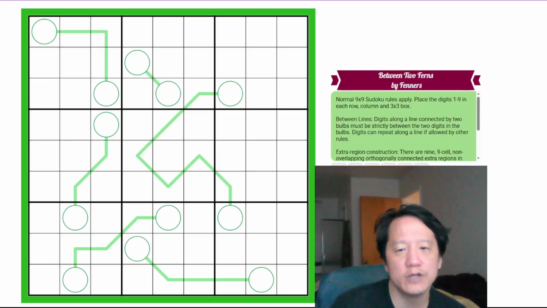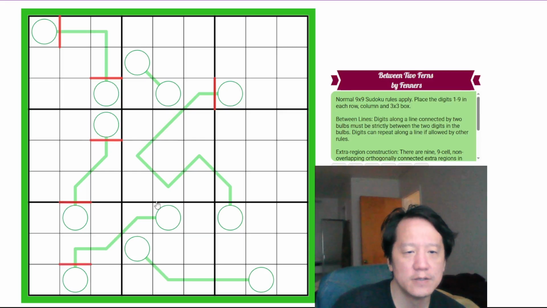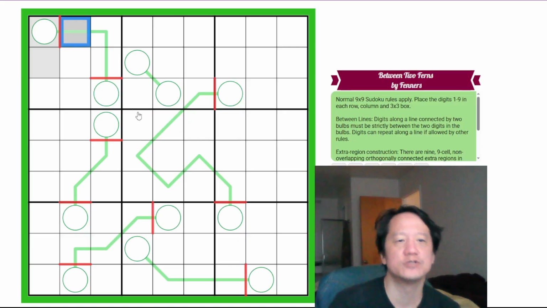Okay, what we know. So let's mark the boundaries of certain cells. This cannot be the same region as that. This can't be the same region as that. Same with basically every between line and their bulbs. So these are not the same region. Therefore, this cell must go down here, so we'll mark that as light. This has to be a separate region. We don't know which one.